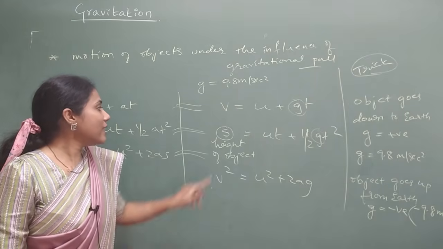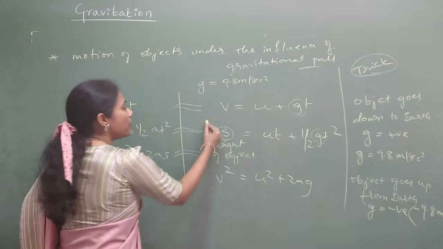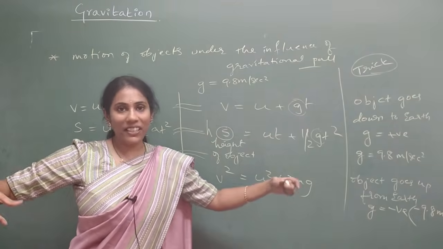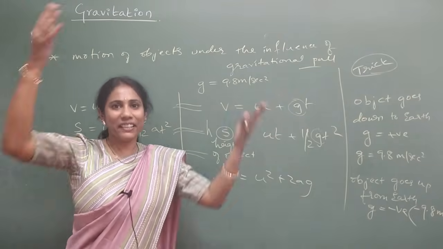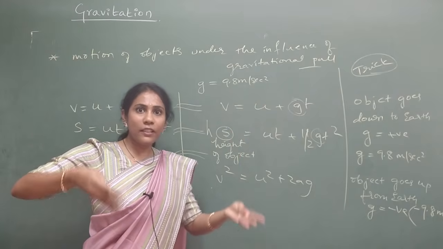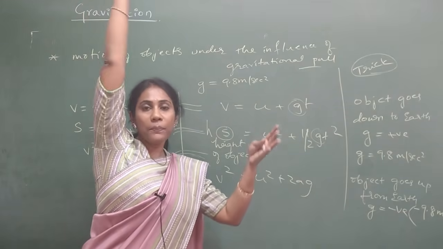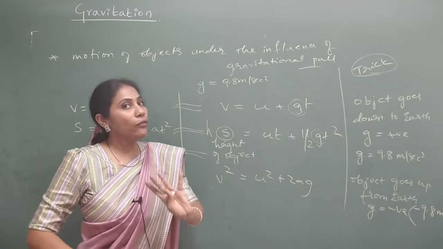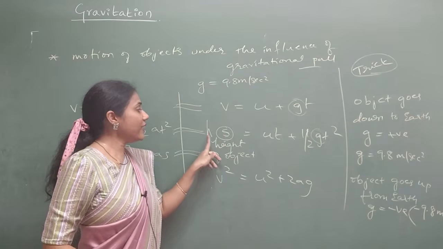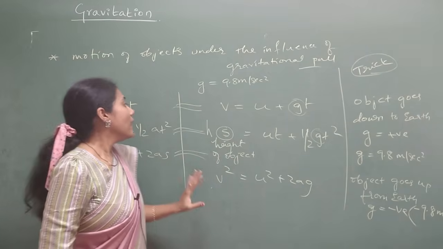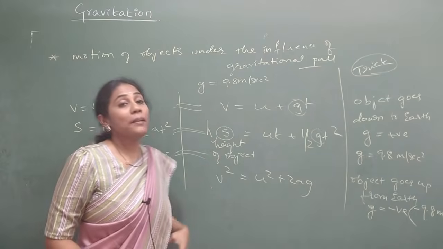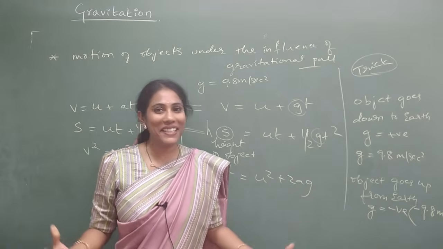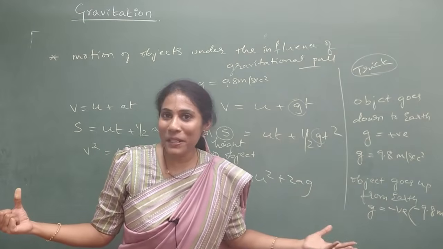Sometimes in some of the books you will have h also. Here we don't talk about the distance traveled. Here the distance traveled means height: how much distance it went up from earth, or if it is falling, how much height it is from the ground. So instead of s we take height here. Problems relating to these formulas and problems relating to the universal law of gravitation we will discuss in the next video. So hope the concept has become clear.